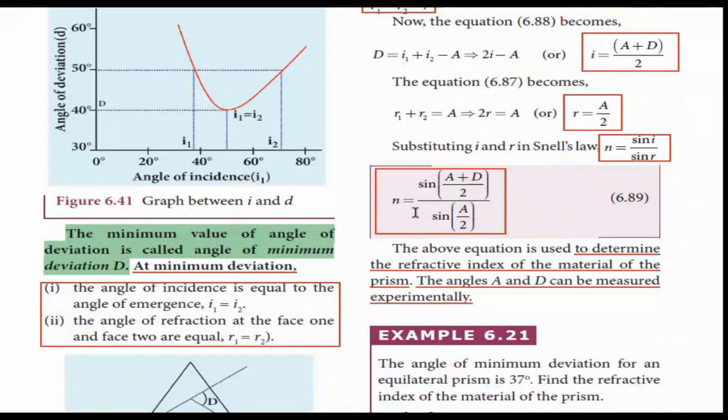we can write the expression for the refractive index of the prism as n is equal to sin of (A plus D) by 2 divided by sin of A by 2. So this equation is used to determine the refractive index of the material of the prism. These angles A, that is the angle of the prism, and angle of minimum deviation can be measured experimentally.